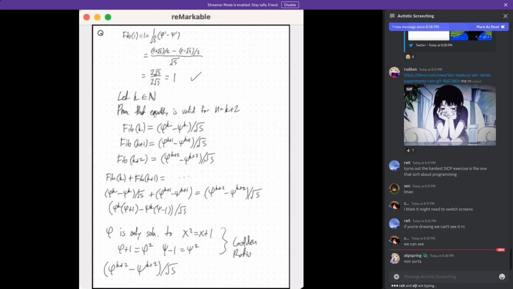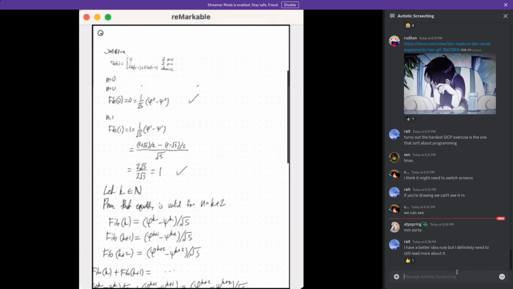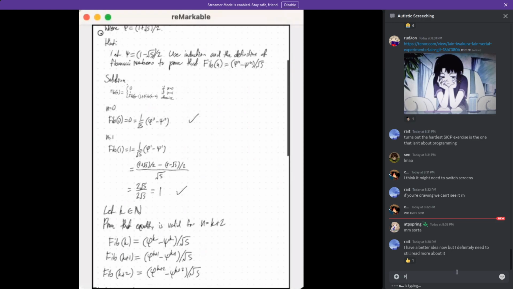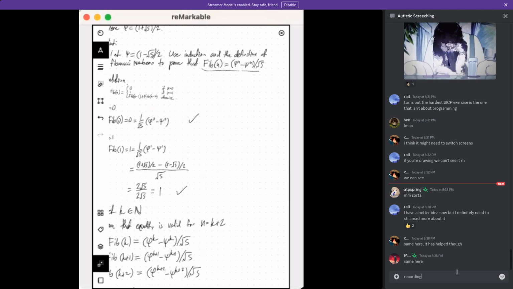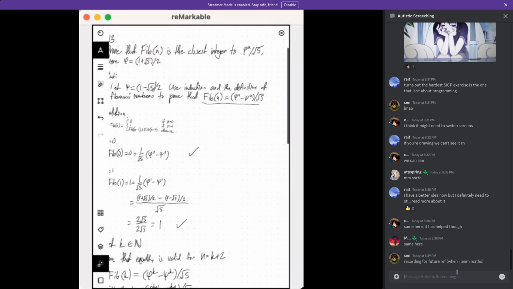So to clarify, we've used the hint here that they gave us to prove that this expression here holds, right? That if I can scroll down here. So we've proven this, right? Now we need to prove that this is the closest integer to phi to the n over radical 5, right?